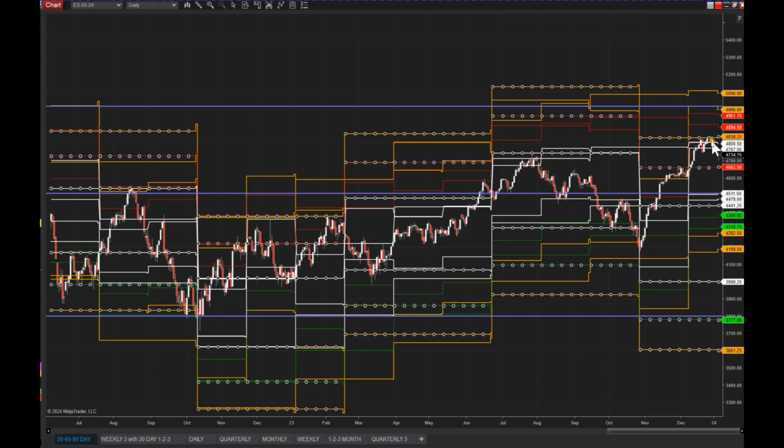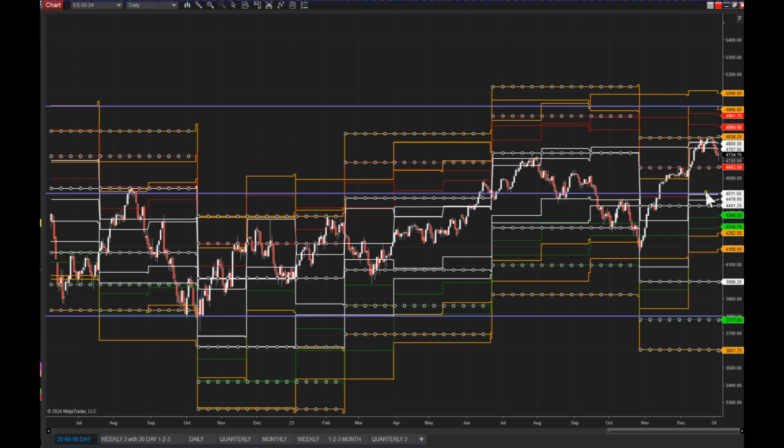So you can see here currently we hit the 90-day three. We're back inside the 60 and 30-day one. And the middle of this range, coincidentally, is the 90-day two at 46.6250.